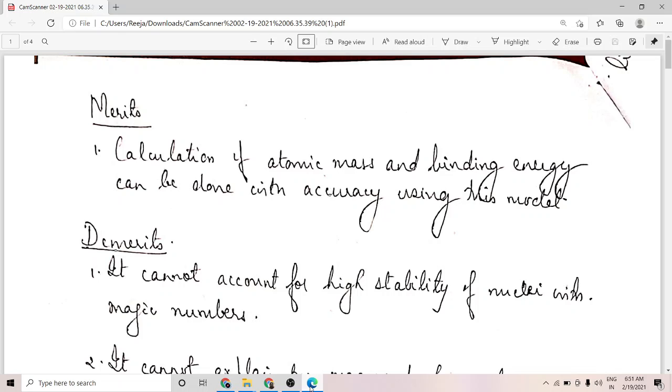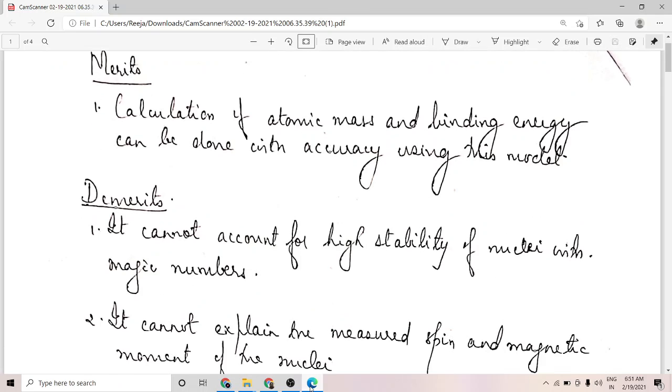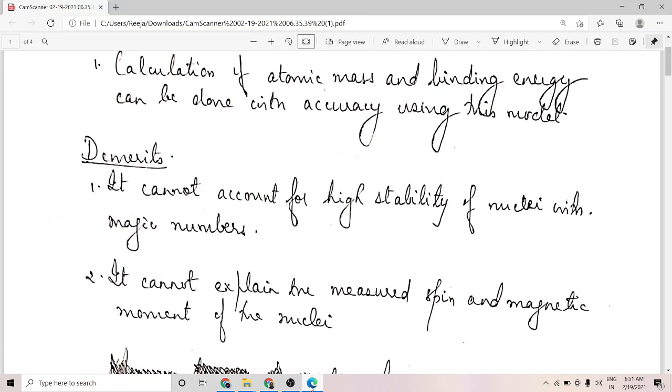calculation of atomic mass and binding energy can be done effectively or with accuracy using this model. And its demerit is that it cannot account for the high stability of nuclei with certain fixed numbers called magic numbers, and it cannot explain the measured spin and magnetic moment of the nuclei.